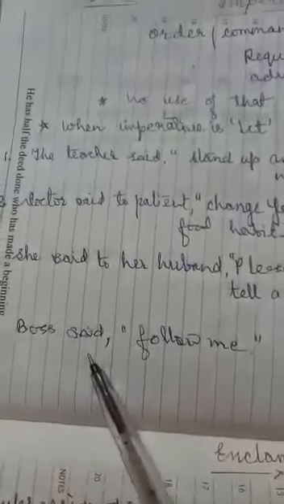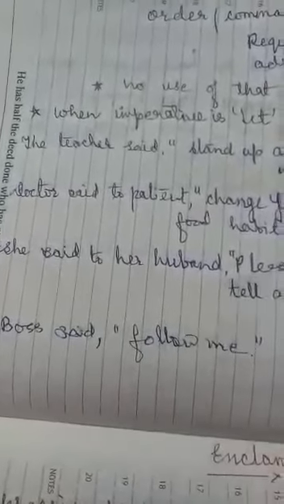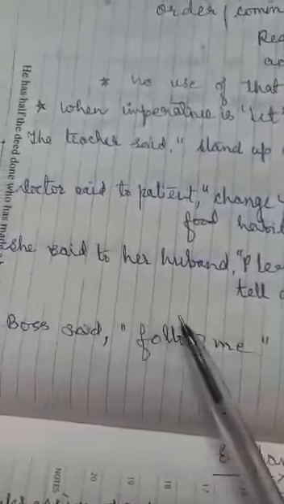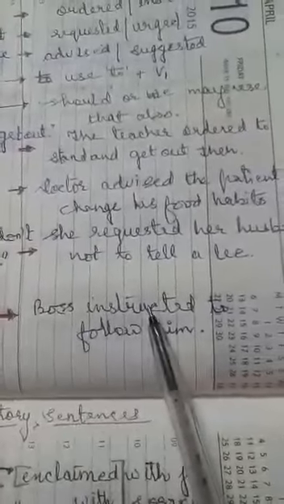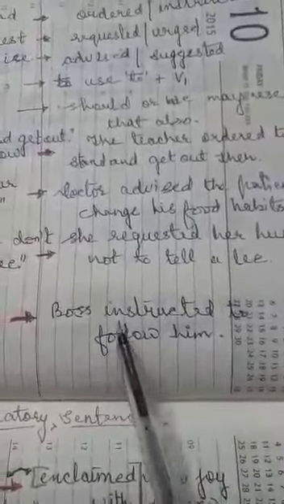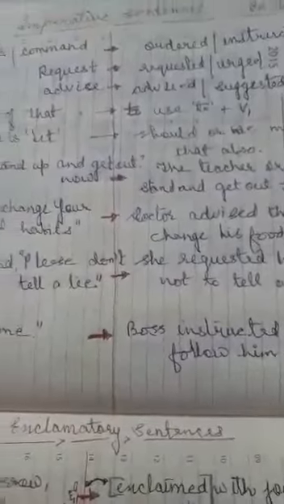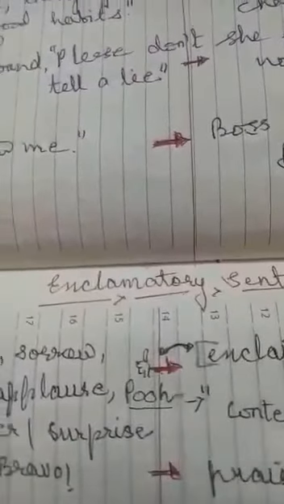Now see one more example. Boss said, follow me. So boss always either orders or instructs. You can say boss ordered to follow him, or you can say boss instructed to follow him. Okay children, here we end with the imperative sentence. Now let us start with the exclamatory sentence.